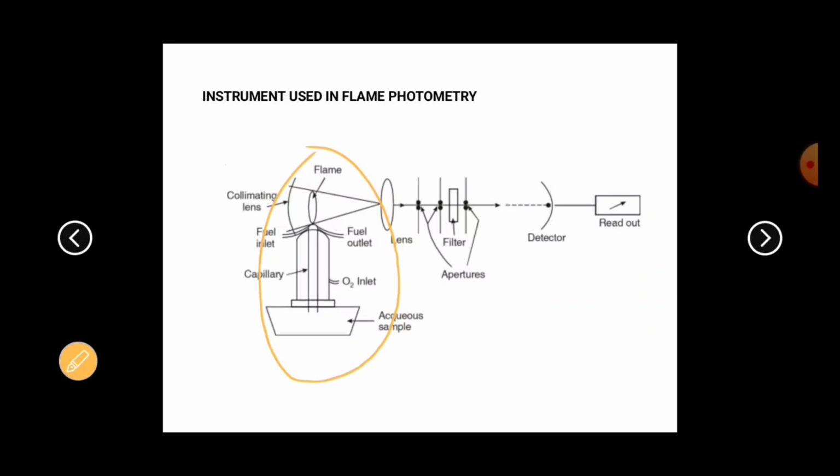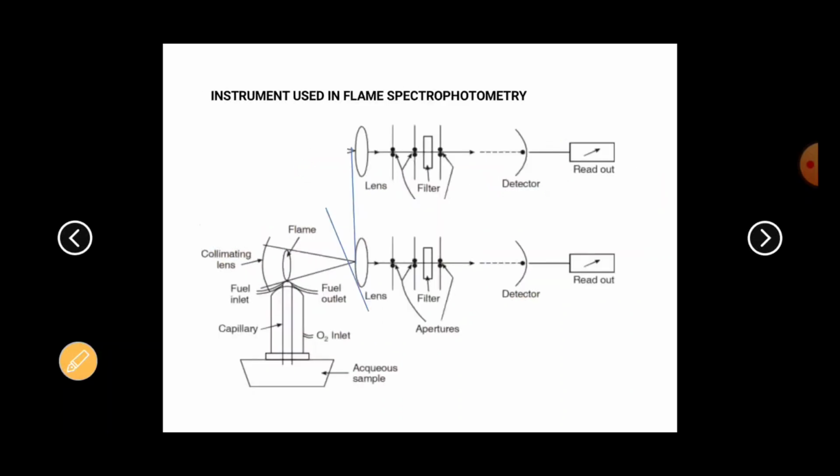Finally, the wavelength and intensity can be measured by using the filter and photometric detector. This is the filter and this is the detector. And finally, the signal from the detector is shown as a response in the readout device. This is the flame photometer. Next, coming to the flame spectrophotometry.